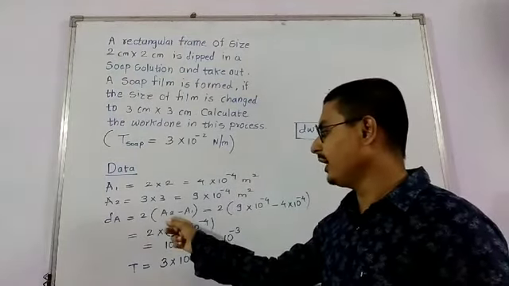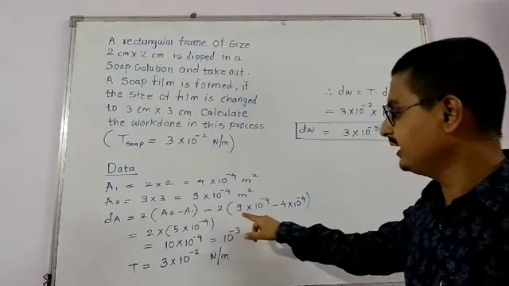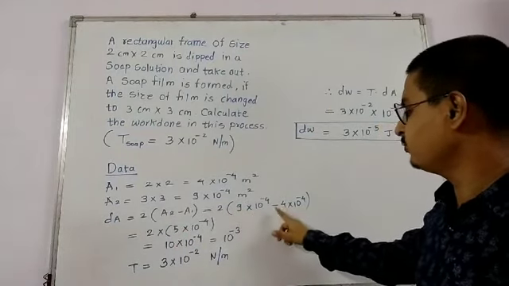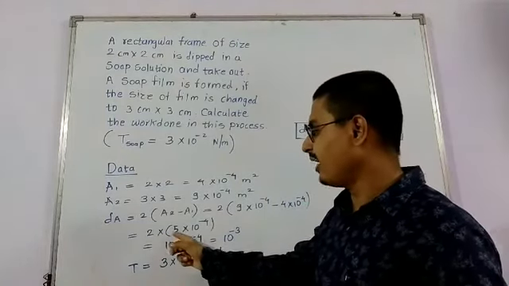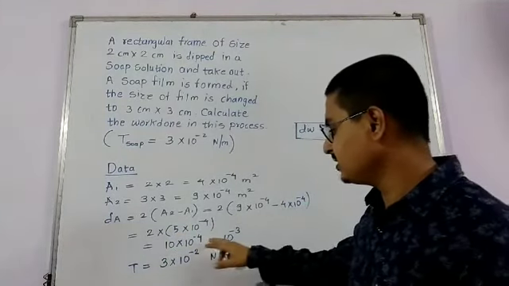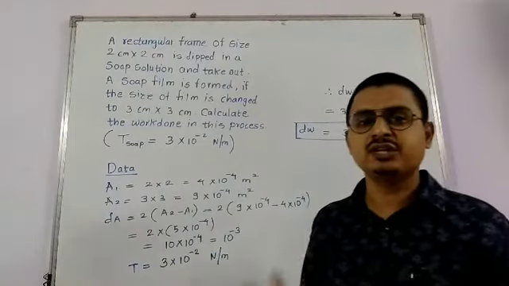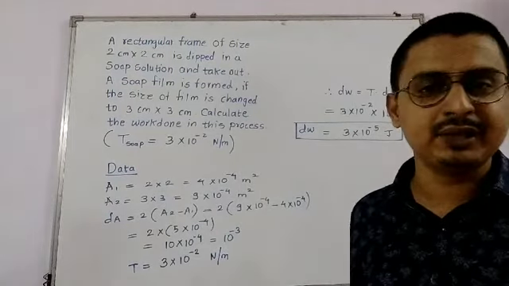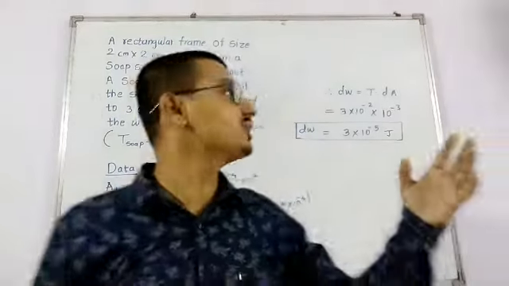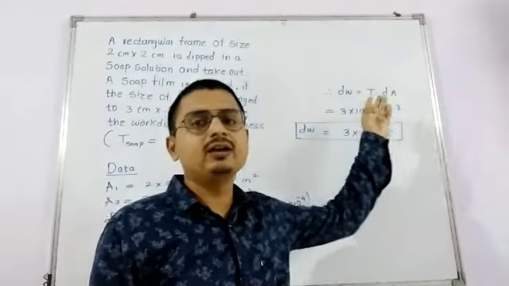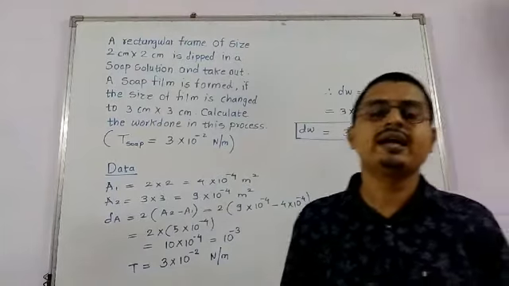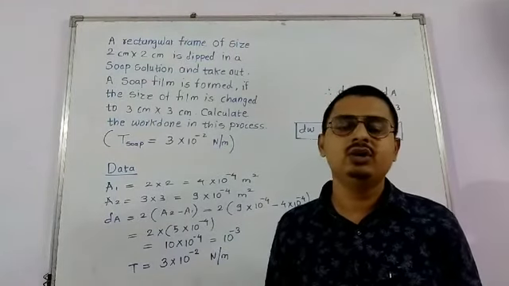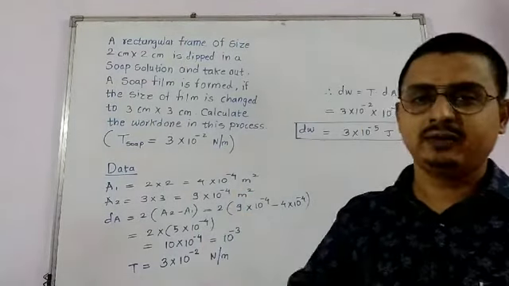So 2 into (A2 minus A1), that is 2 into (9 into 10 power minus 4 minus 4 into 10 power minus 4). So we get 2 into 5 into 10 power minus 4, that is 10 power minus 3. जो change in area है that is 10 power minus 3. So multiply with the surface tension, we get the total work done in this process of expansion of the film in a rectangular frame.